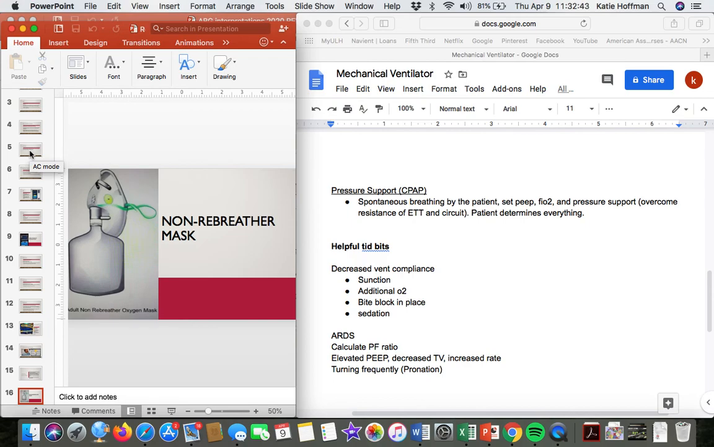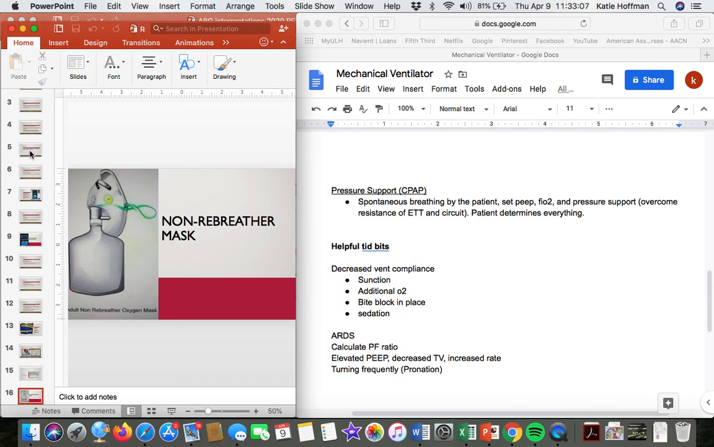A non-rebreather mask, really the only time from the nursing perspective we use these, which Kevin can probably speak to if we use them at other times from a respiratory standpoint, is if a patient most likely needs to be intubated or is requiring a very high amount of oxygen. This is kind of an all or nothing thing, which is really the only point I want to touch on. Your patient's not going to be on 5 liters non-rebreather. It's either 15 liters or off.